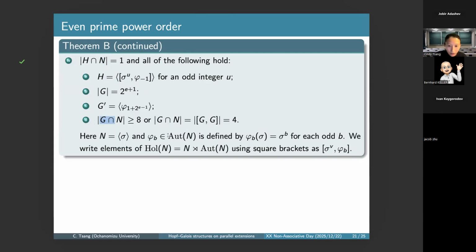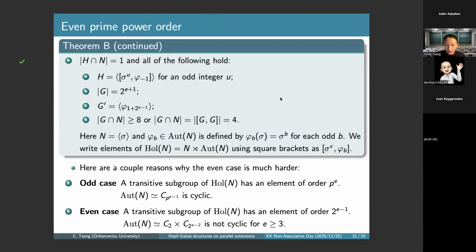And the notation here: the sigma here is a generator of N, and phi b is the automorphism that sends the generator sigma to sigma to the b. That's what the notation here means. And in the square brackets, we're writing elements in the holomorph of N. The first component is an element of N, so some power of sigma, and the second component is an automorphism of N, so it's phi of b for some b.